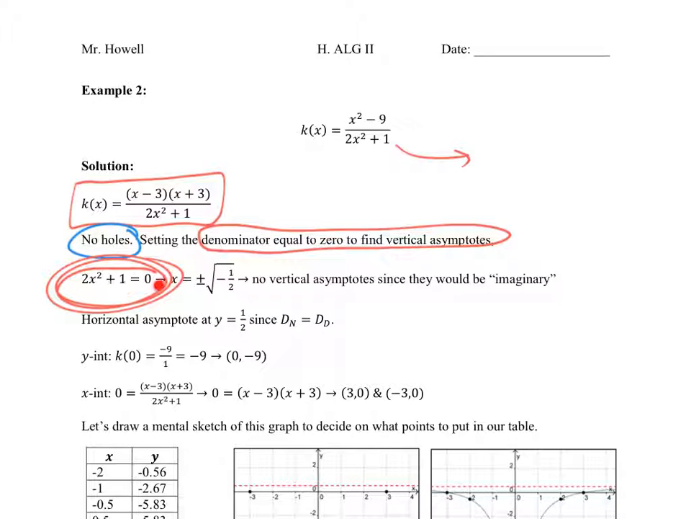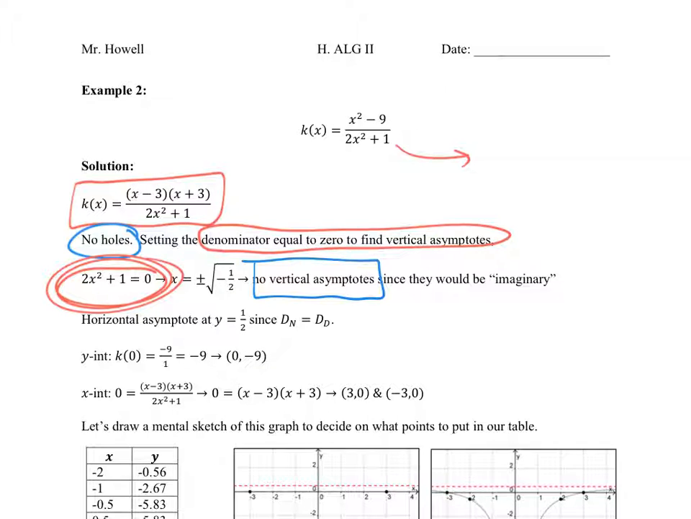Move 1 over. It becomes negative. So it becomes plus or minus the square root of negative 1/2. And as a result, there are no vertical asymptotes. This was one of those instances we said, because the answers that would make the denominator 0 are imaginary. Pick any number. When you square it, what does it always become? Any real number squared is always positive. So look at your denominator, folks. How is it possible to get that to be 0?